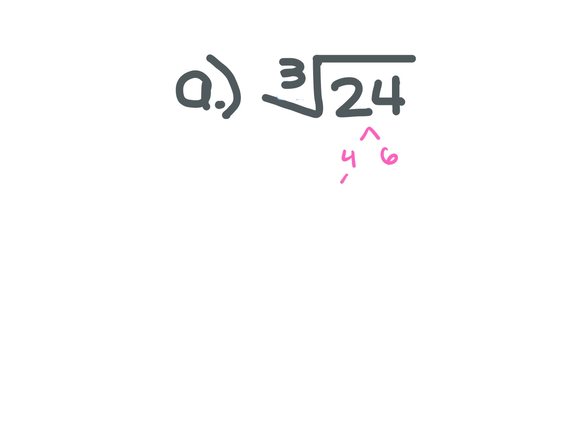What are 2 factors of 4? 2 and 2. And 2 factors of 6? 2 and 3. So if our index is 3, that means we need 3 of a kind in order to come out from the radical. Do I have 3 of a kind? Yeah, I've got 3 2s. So what's going to come to the outside? A 2. What stays on the inside? The 3. 3 didn't have a pair, so it has to stay on the inside.